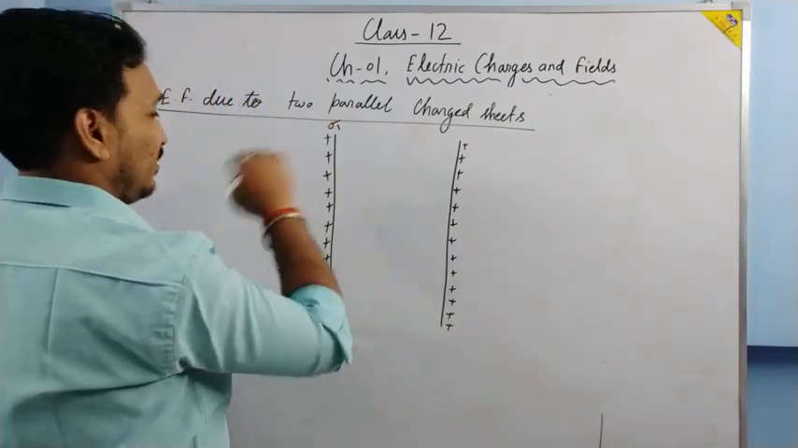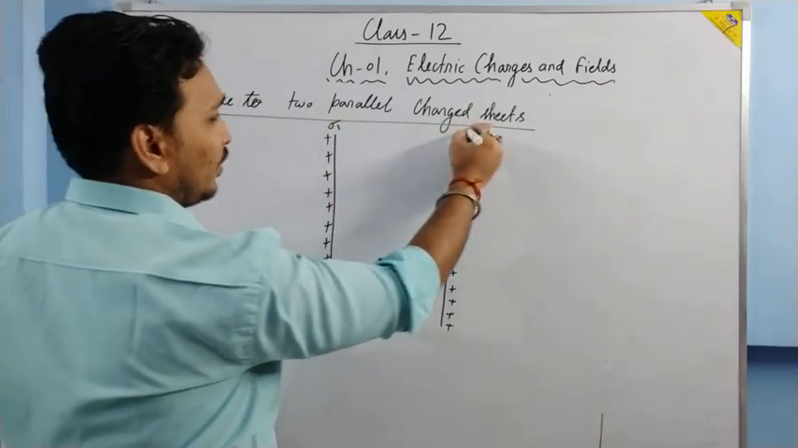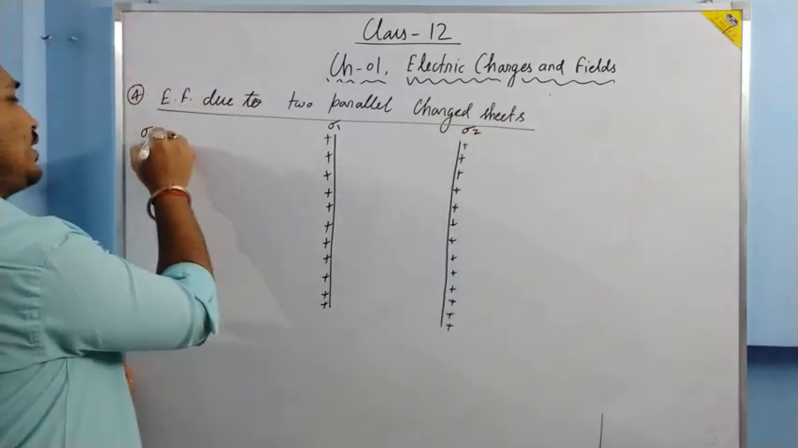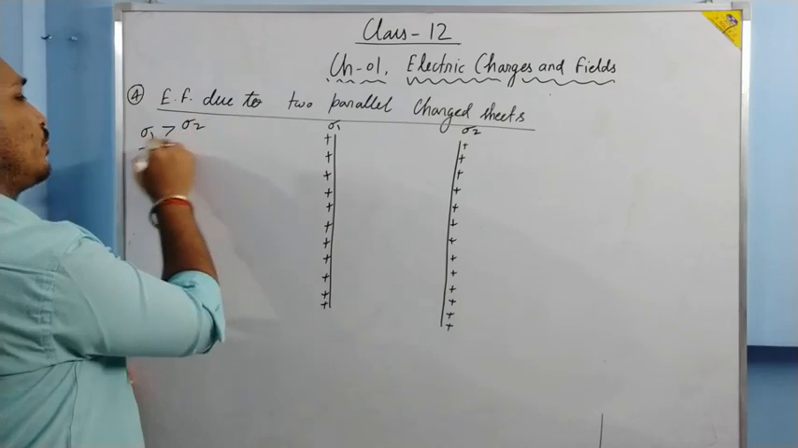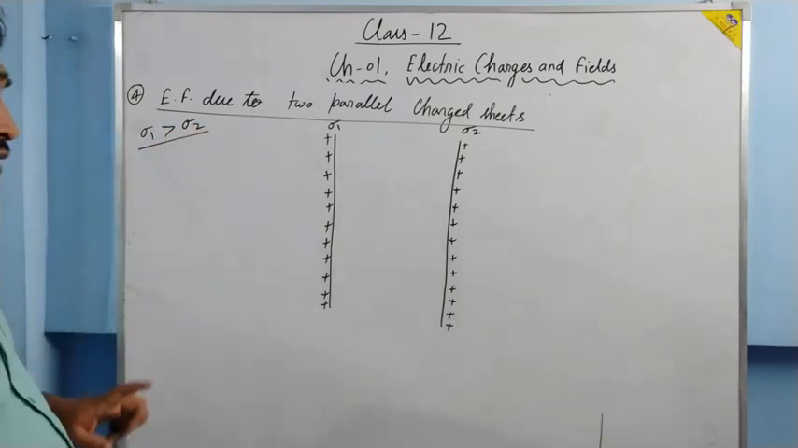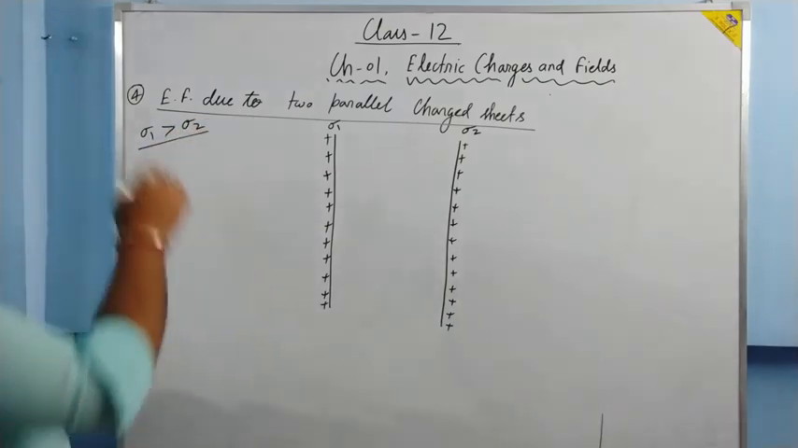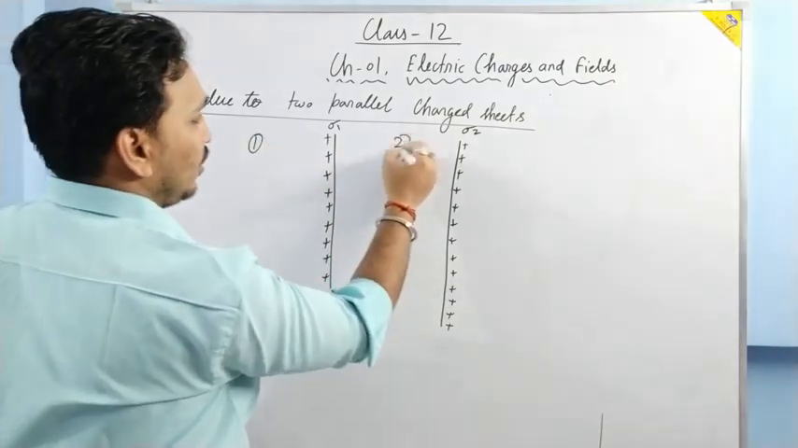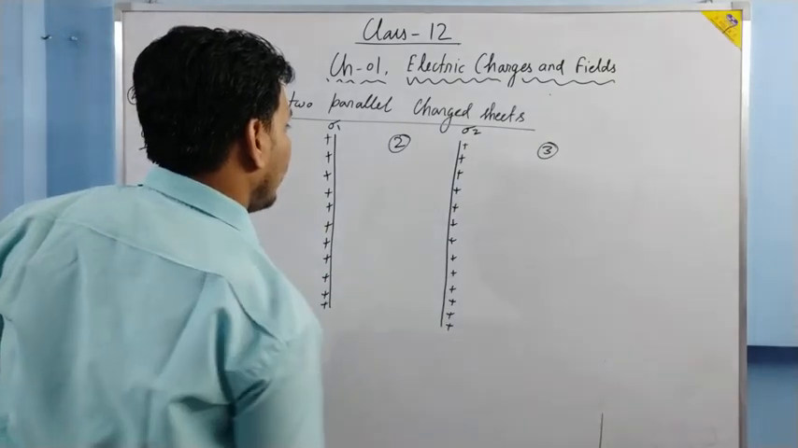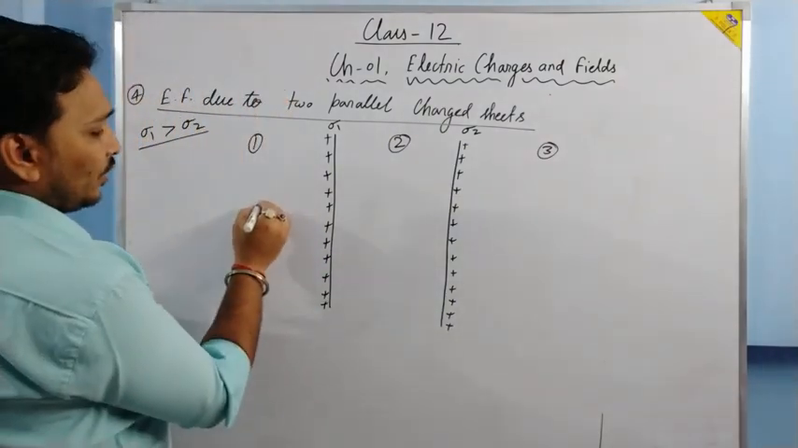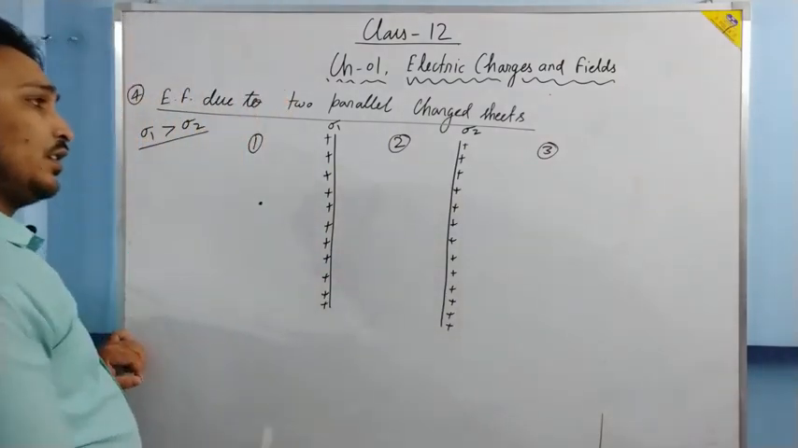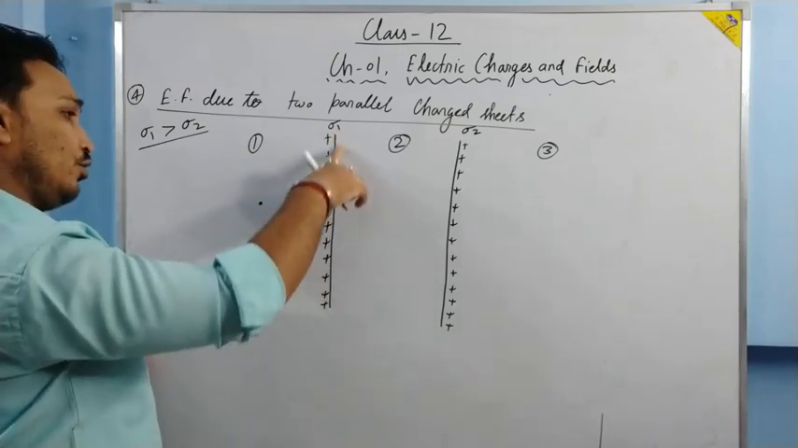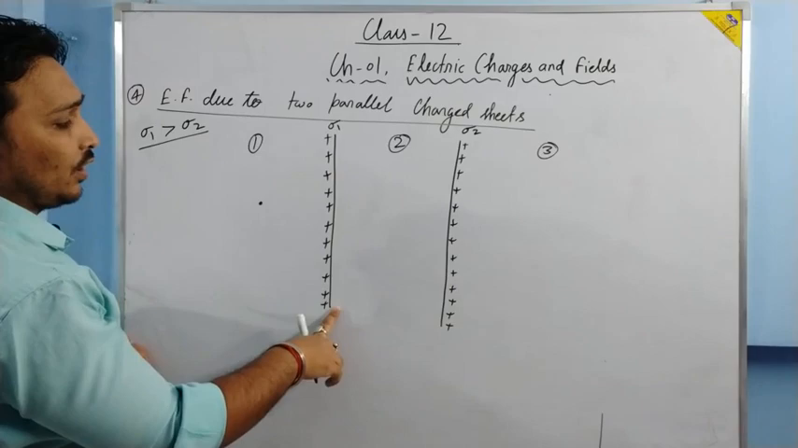Let the charge density for this sheet be sigma 1. Let this be sigma 2. And let us assume that sigma 1 is greater than sigma 2. While calculating, we'll keep this in mind. Now suppose this will be region number 1, this will be region number 2, and this will be region number 3. So somewhere here, at this point, what is the direction of the electric field due to this sheet?